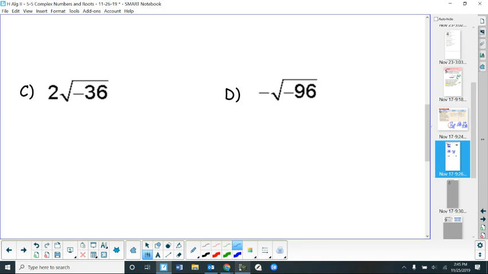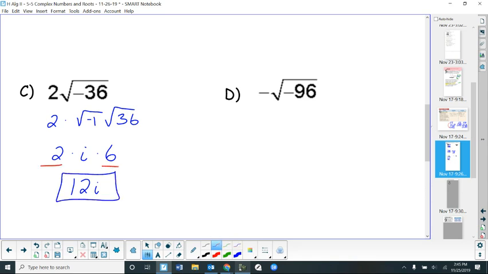Okay, so you should have these two done and have tried them. So square root of negative 36, I can think of this as negative 1 and positive 36. So that's just i times 6. So that's 6i.